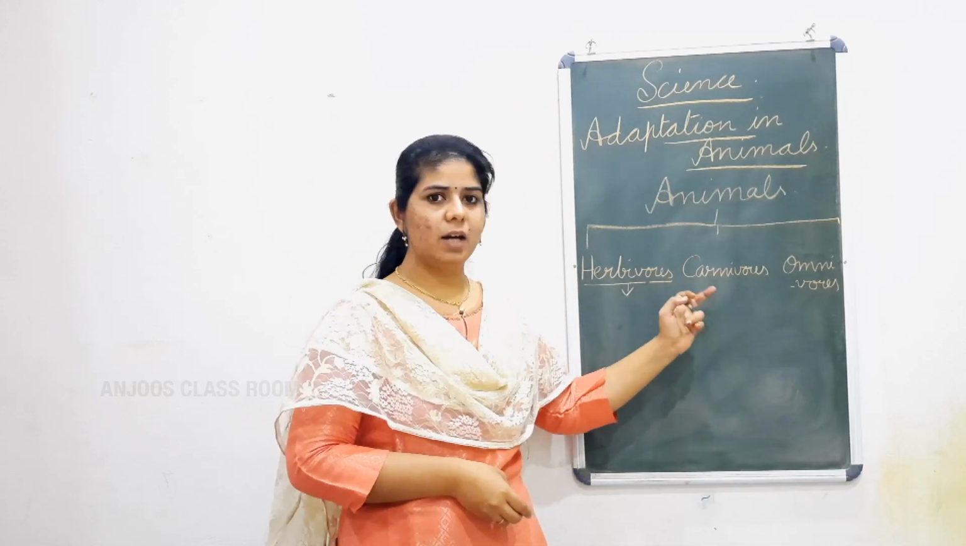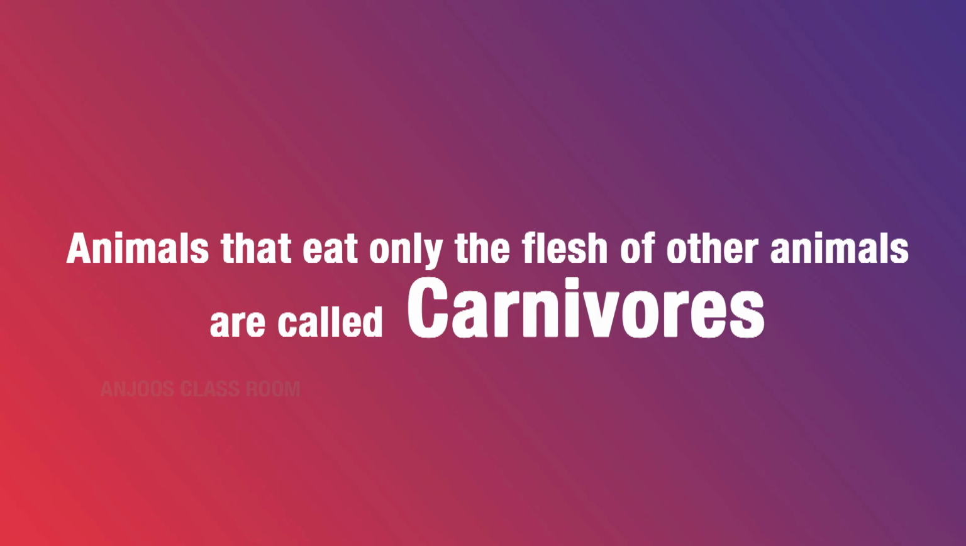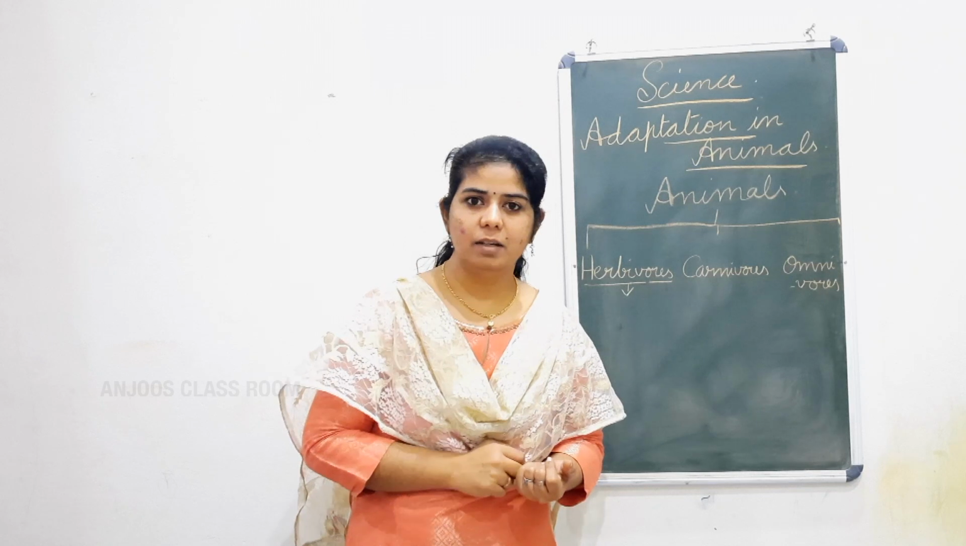Now carnivores. Carni means flesh, and vorous means eating. So carnivorous animals are flesh eating animals. They are tiger, lion, cheetah, leopard, all those are flesh eating. They hunt the other animals and make them their food.